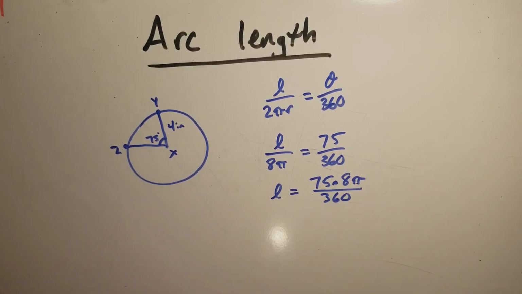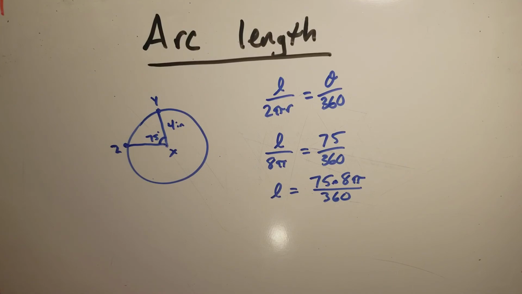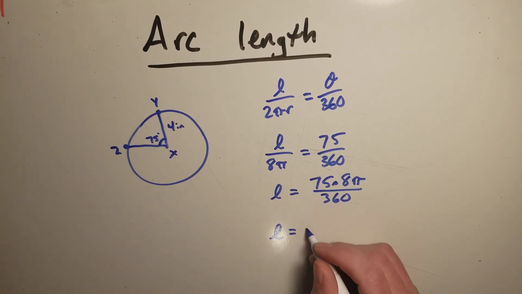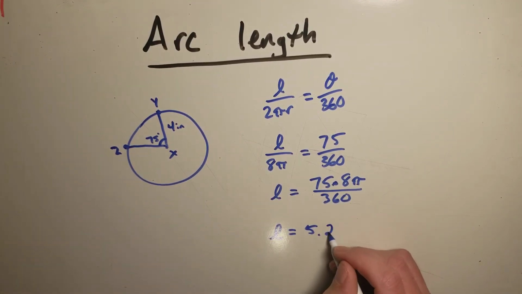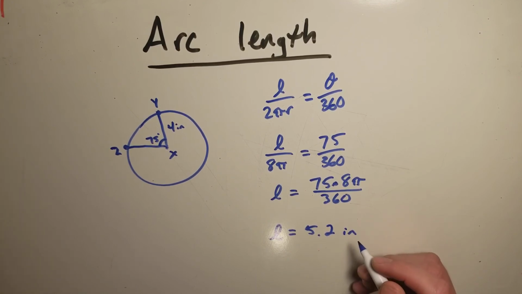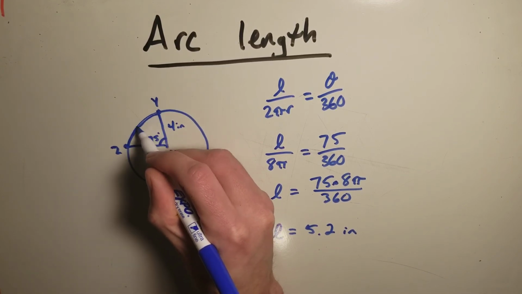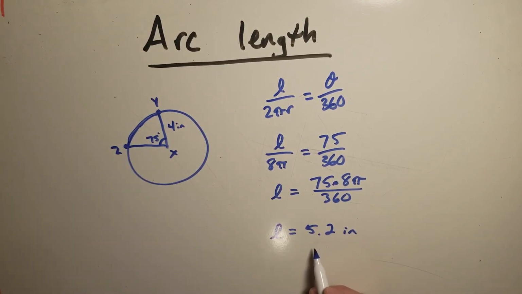So when we do a little calculating, and we'll use pi as 3.14. Actually, we have a pi button. We'll use the pi button. So when we calculate and divide by our 360, we end up with an arc length, to the nearest tenth, of 5.2 inches here. So that means going from Z to Y, like that arc right here, is 5.2 inches, and we're all done.